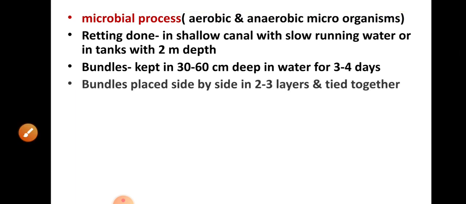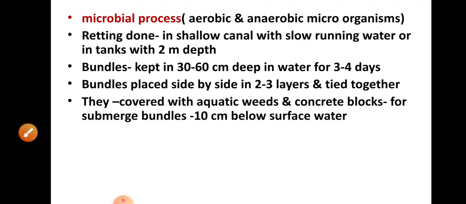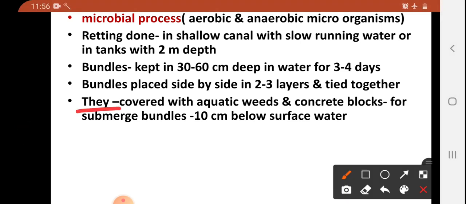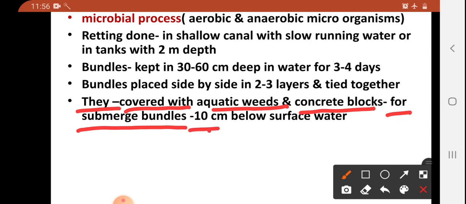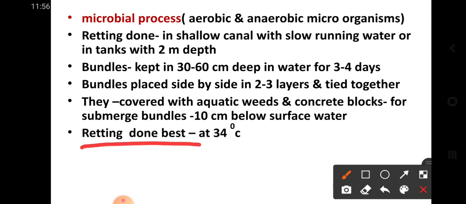After that, each bundle is placed side by side in 2 to 3 layers, and then we have to tie them together. Then these tied and layered bundles are covered with aquatic weeds and cement blocks, just for submerging the bundles 10 centimeter below the water surface. I'll show photographs. The best temperature for retting of jute is 34 degree Celsius. It is again important for objective type questions.